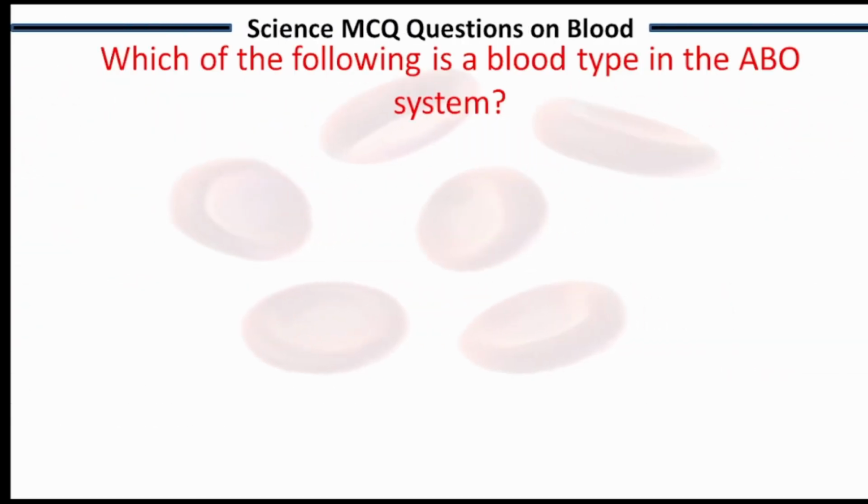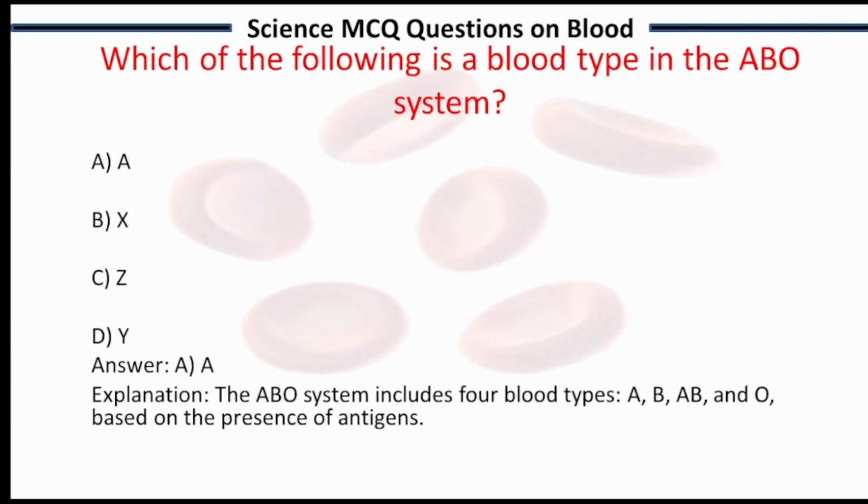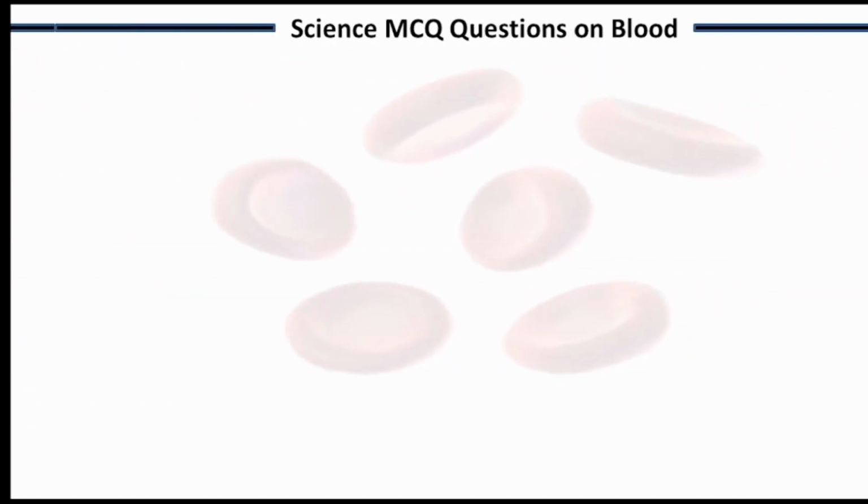Which of the following is a blood type in the ABO system? Option A, option B, X, option C, Z, option D, Y. Right answer is option A. The ABO system includes 4 blood types: A, B, AB, and O, based on the presence of antigens.